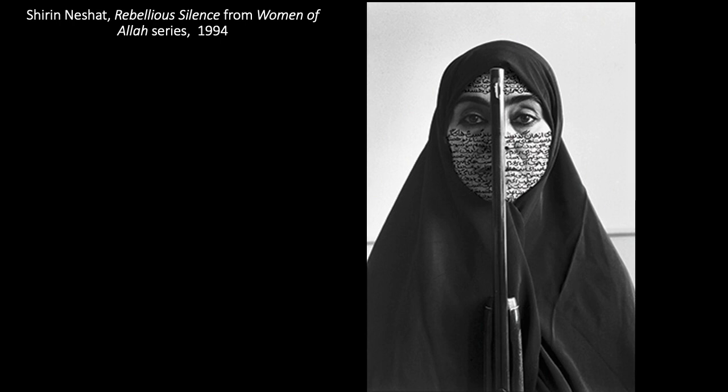Now, the woman holds a rifle barrel which vertically splits her face and the composition in half. And so we have the veil, we have the words, and the gun that all separate us from this woman. These maybe serve to protect her from the outside, but they're also meant to show how little we truly understand her.